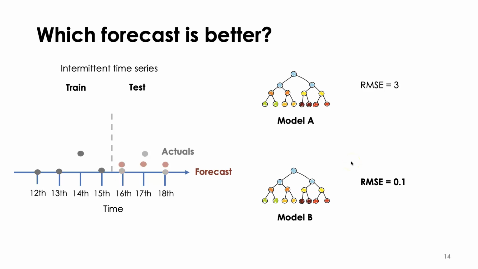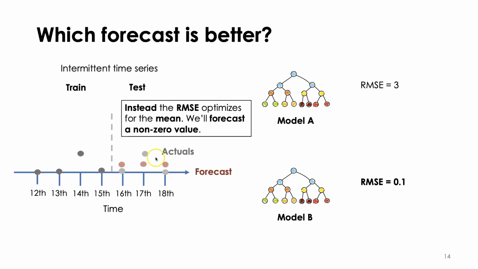If instead we use the root mean squared error, we will actually get non-zero values for our forecast. And this is because the root mean squared error optimizes for the mean. We'll end up getting the mean of our training set, and so we'll forecast a non-zero value.